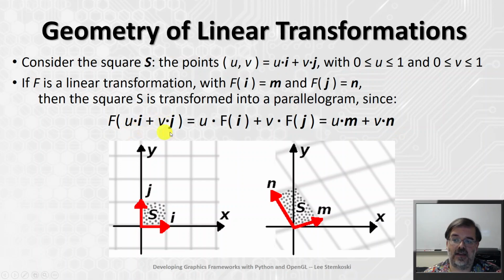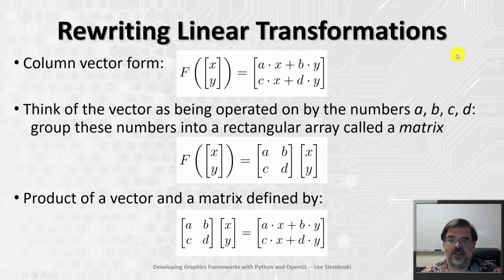So f takes every point inside the square and maps it, or transforms it, into a combination of m and n. And once again, the values of u and v are between 0 and 1, which means that the points inside the square must map to the points inside this parallelogram. Linear transformations turn squares into some sort of parallelograms. All right, so there's some nice geometry going on. Now let's rewrite this a little bit. If you were to rewrite a linear transformation using that column vector form, it's going to look something like this.